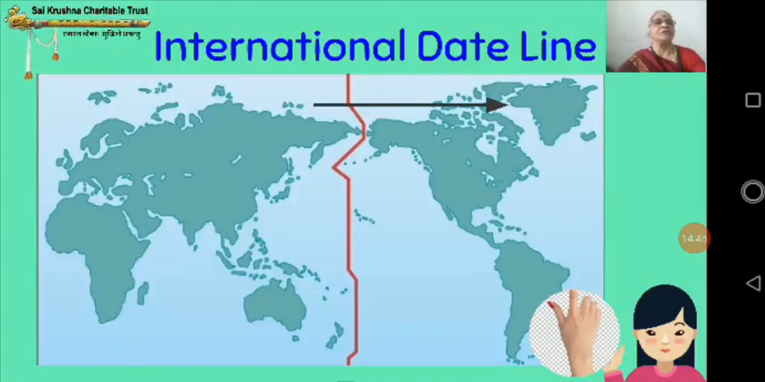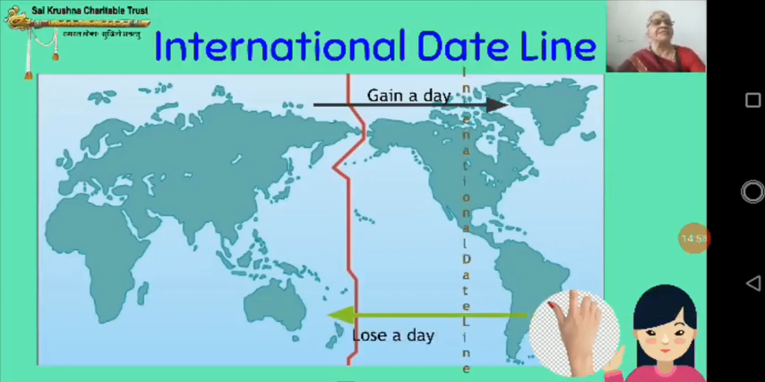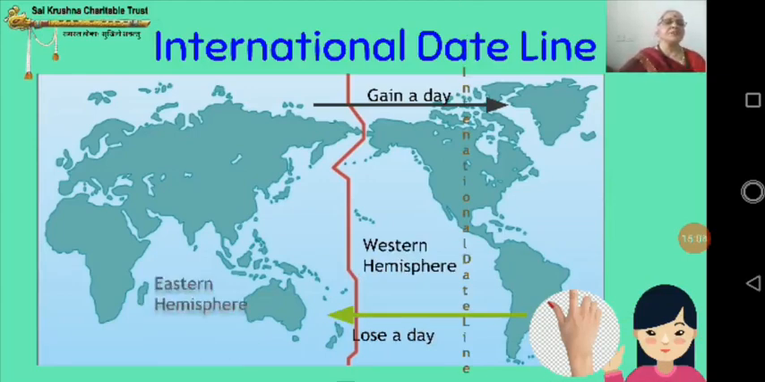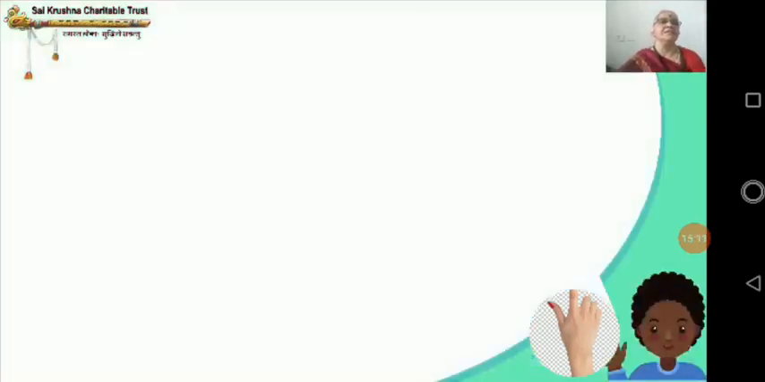Here you have a picture of the international date line stating that if you go from this side, from the east to the west, you gain a day. And if you move from the west to the east, you lose a day. This is the western hemisphere. Here you have the eastern hemisphere. So you move from west to east, you lose a day. You move from east to west, you gain a day.